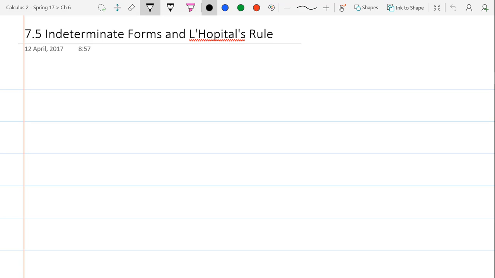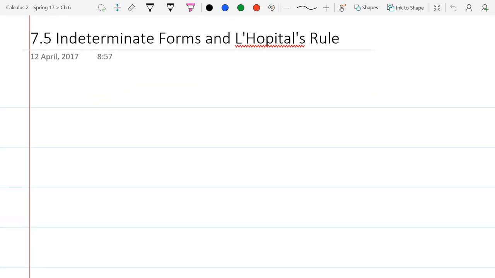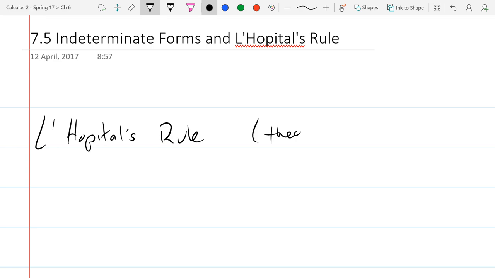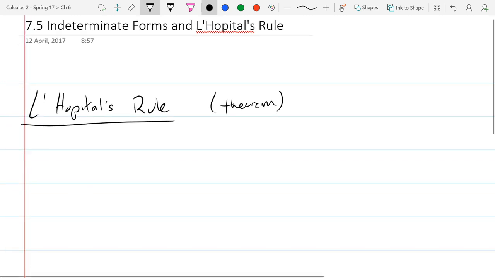So we're going to look at L'Hopital's rule. There's only one form that L'Hopital's rule is defined in. So we'll start with the theorem. It's actually called L'Hopital's rule, even though it's a theorem. So if you call it L'Hopital's theorem, that's totally fine as well. So this is L'Hopital's rule.